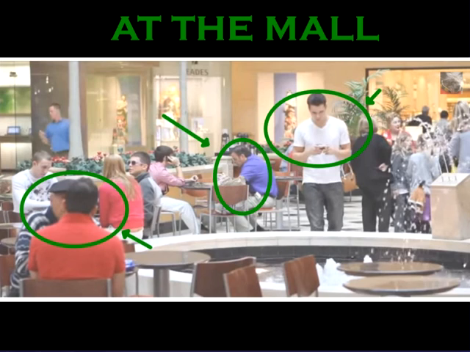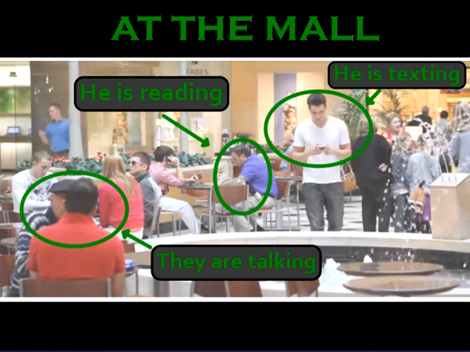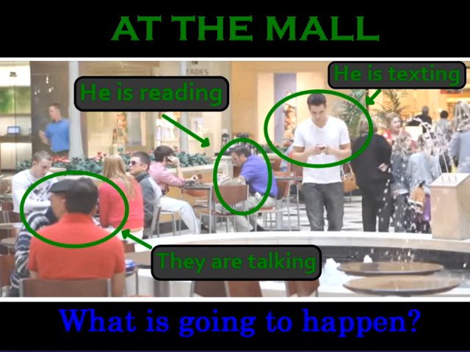Okay, so here are the answers. The man in the white, he is texting. The man in the blue shirt, he is reading. And the gentleman in the bottom left-hand corner, they are talking. Okay? Now, we are going to watch a video. And in the video, something unexpected is going to happen to one of these people. Okay? So I'm asking you, what is going to happen next? What do you think is going to happen to one of these people? Well, let's watch the video.